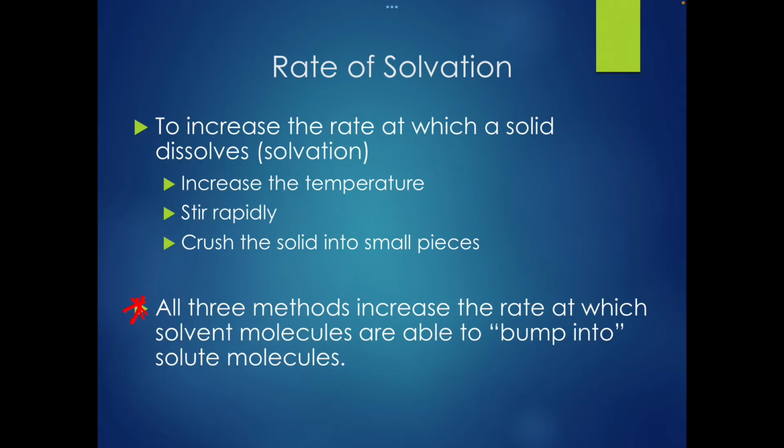So our three ways that we can increase the rate at which a solid dissolves essentially is to heat it up, stir it up, crush it up. Those are your three ways. But again, all of them allow our solvent molecules and our solute molecules to bump into each other more quickly, which allows them to dissolve.